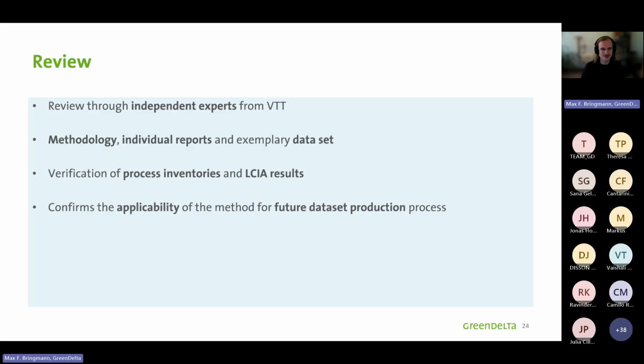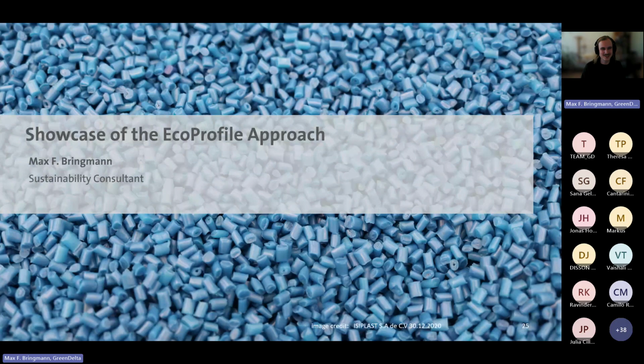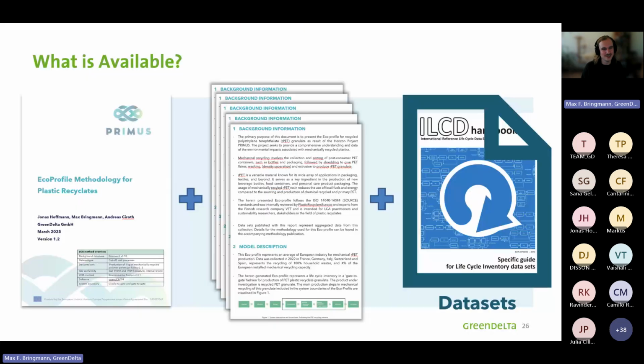But for now, after all this technical information, I'm sorry, I hope I haven't lost you yet. What I want to go into is a showcase of the whole approach that we actually followed and what is finally available to you. So to summarize this first, we have 3 types of information that's available to you. I think Julio already touched on this. First we have a methodology document, which also describes in more detail all the things that I lined out earlier. And then we have individual reports.